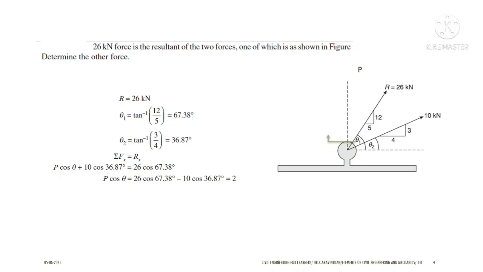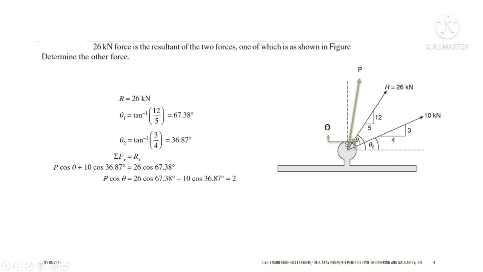A 26 kilonewton force is the resultant of two forces. You have a resultant force here, and 26 kilonewton is the resultant force, which is having an angle. In certain cases, they will not directly give an angle. In the case of gradient, this is known as the gradient system. So this is 12, which is vertical, and 5 is horizontal. In terms of vertical and horizontal, they will be giving the angles. So either they can give it in degrees or they can give it in gradient terms.